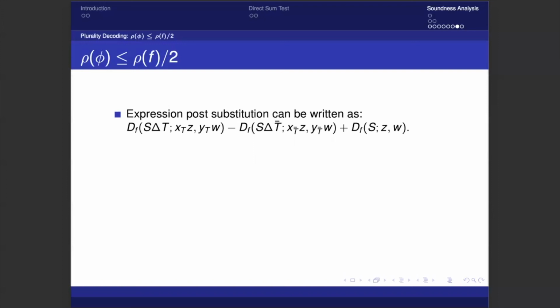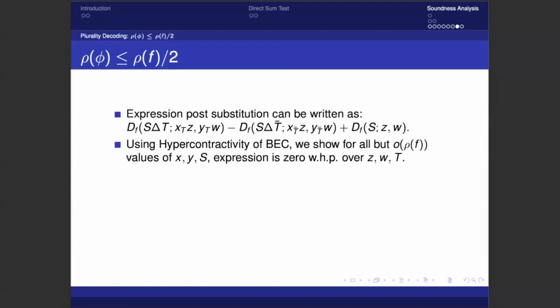Okay, so now what we are interested in is arguing that this expression is 0 with high probability for most choices of x, y, and s. In order to do so, we use the hypercontractivity of the binary erasure channel again. And we use it to show that for all but a little rho of f fraction of x, y, and s, this expression is 0 with high probability over z, w, and t. I'm not going to present the details of this argument due to time constraints, but it's not very different from the argument we saw earlier.